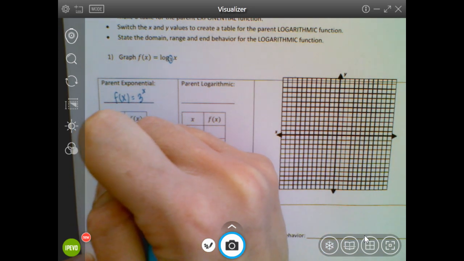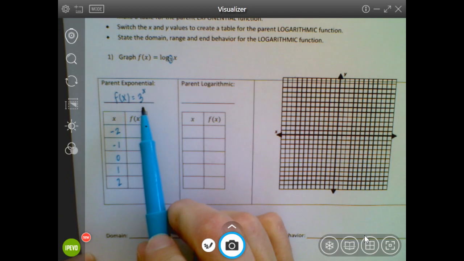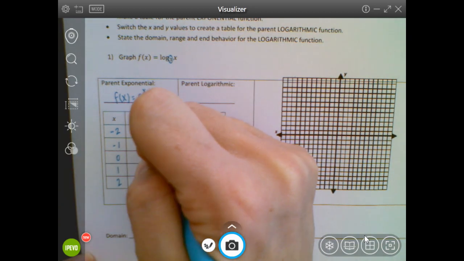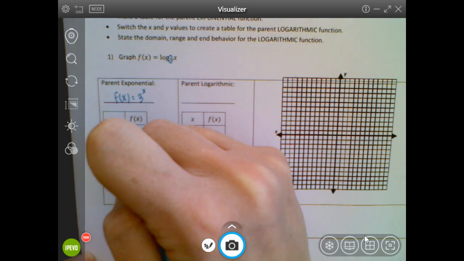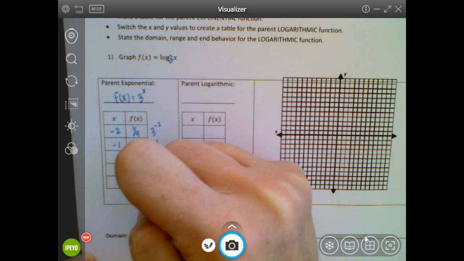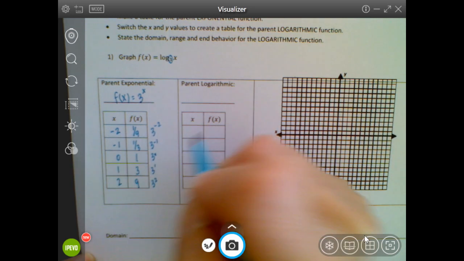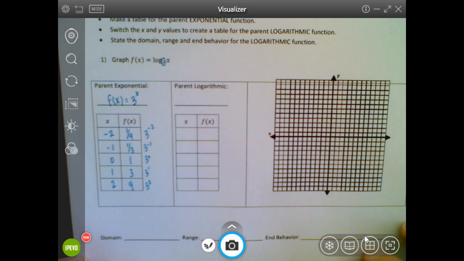So I'm going to start with my x values of -2, -1, 0, 1, and 2. Again, I'm just graphing the exponential function. So this is asking me to take 3 to the -2 power, which is 1/9, 3 to the -1, which is 1/3, 3 to the 0, which is 1, 3 to the 1, which is 3, and 3 squared, which is 9. So that's my parent exponential, but we're not graphing exponential functions.